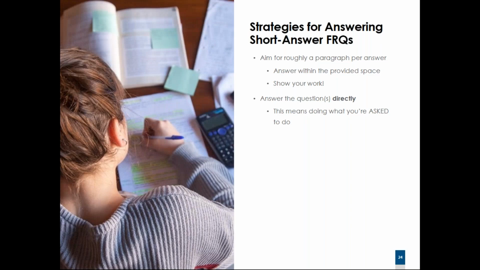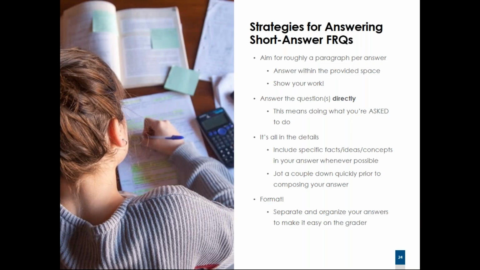Now for the free response, there are the short answers, then there's the long answer. We're going to talk about the short answer first. Again, for the short answer, you want complete sentences. I cannot stress that enough. They will not accept answers that are not complete sentences. But make sure you have, depending on the type of short response for bio, for chem, aim for a paragraph, a couple sentences per answer.